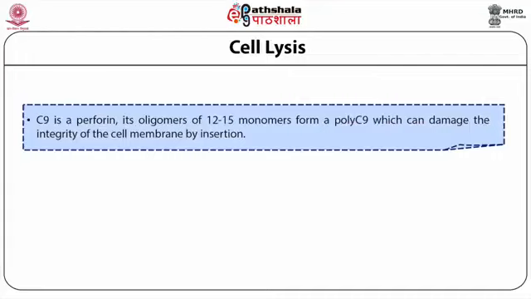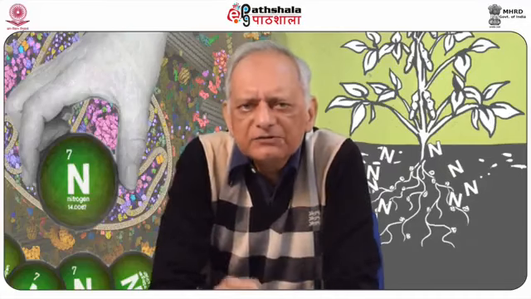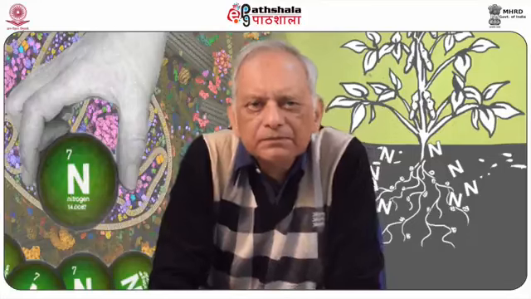C9 is also called perforin. Its oligomers of 12 to 15 monomers form a poly C9, which can damage the integrity of the cell membrane by insertion. The central role of poly C9 is the formation of a transmembrane channel, resulting in osmotic lysis of the cell. The alternate pathway was discovered by Pillemer in the 1950s.